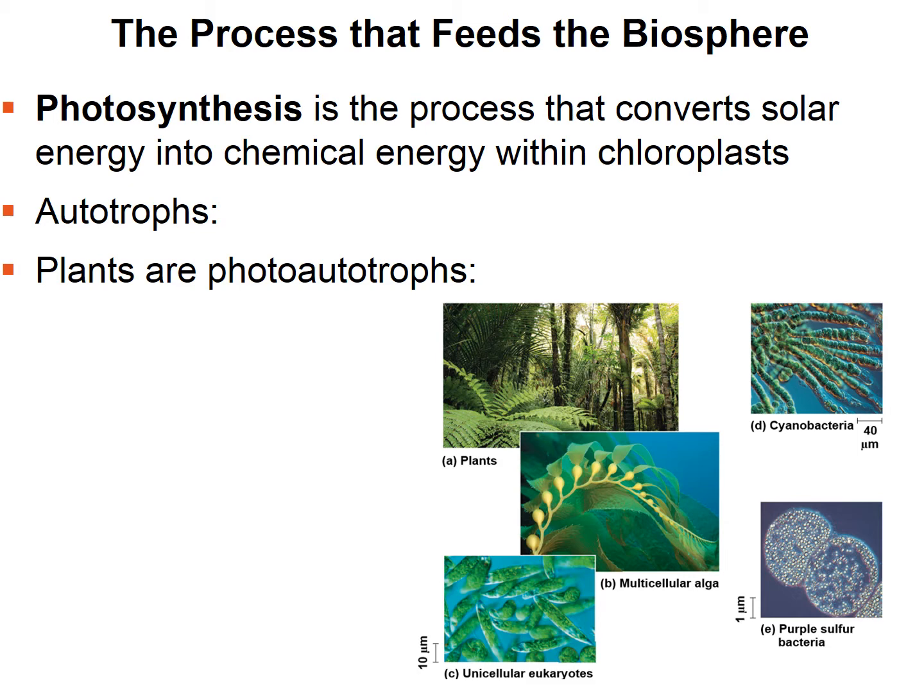Plants are what we call photoautotrophs. They use the energy of sunlight to make organic molecules. Some organisms can use things other than the sun. They could use certain chemicals, but we're not going to be talking about those for right now. So A, B, C, and D show some examples of photoautotrophs. We have plants, we have kelp, we have some unicellular eukaryotes, and cyanobacteria. In this chapter, we're going to focus on plants.